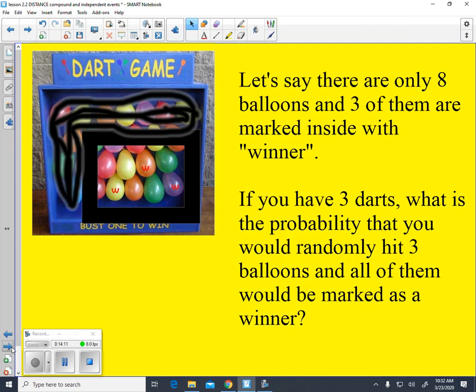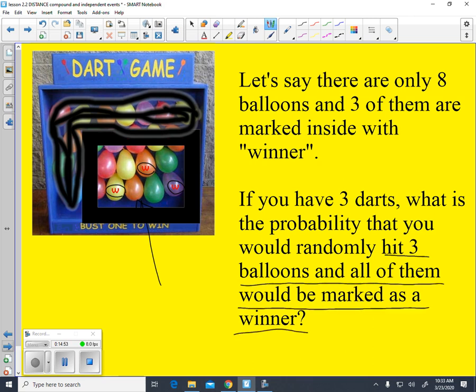In this example, there are 8 balloons. You can see a picture of that. There's 8 balloons. 3 of them have a winner tag on the inside. And in the image here, you can see the W's, but in reality, you don't know which 3 have the winner slip inside. So you throw 3 darts and you pop 3 balloons. This compound related question is asking, what's the probability that you hit 3 balloons and all of them would be marked as a winner? In other words, what's the probability winner, winner, winner?